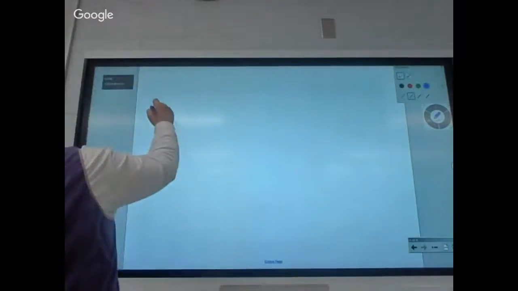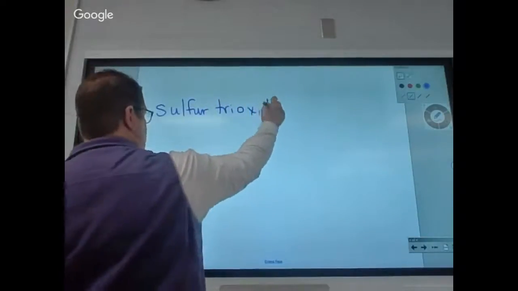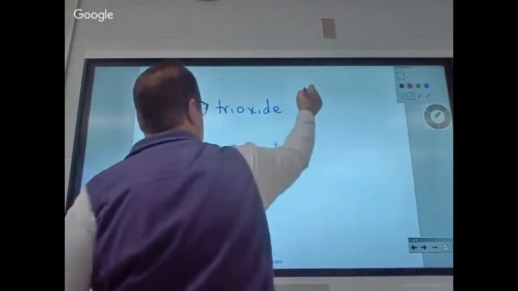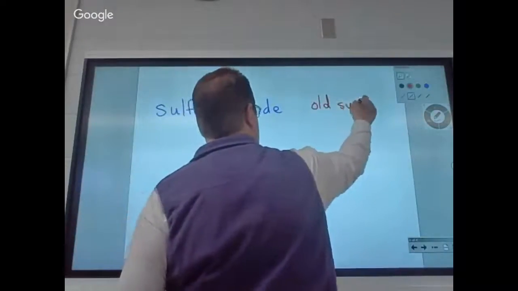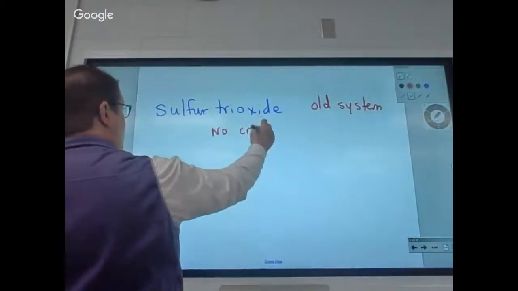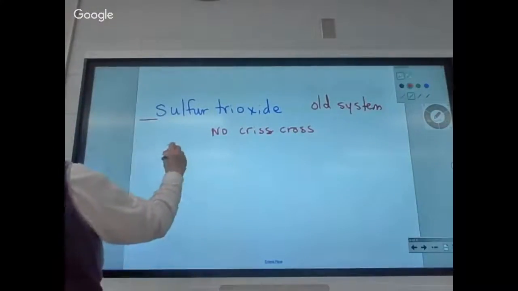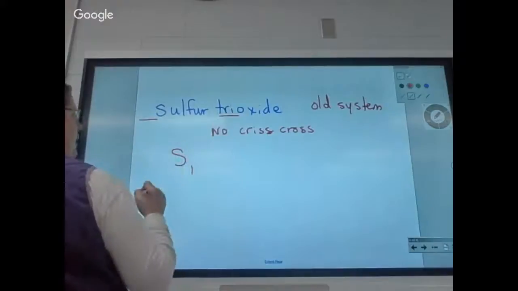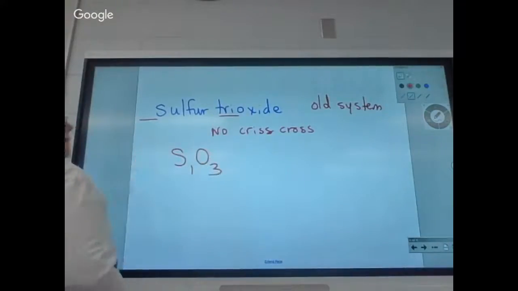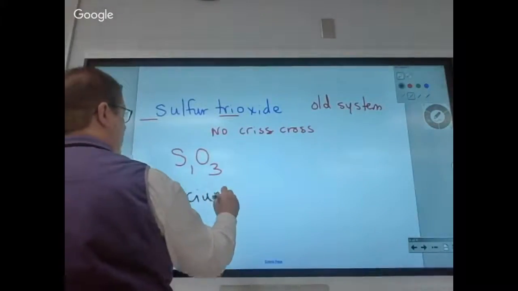When y'all are looking at doing this, if it says something like sulfur trioxide, this should say old system in your head. So you should say, okay, I'm not going to crisscross. How many sulfurs do I have? So I'm going to write S with a 1. How many O's do I have? 3. O3.